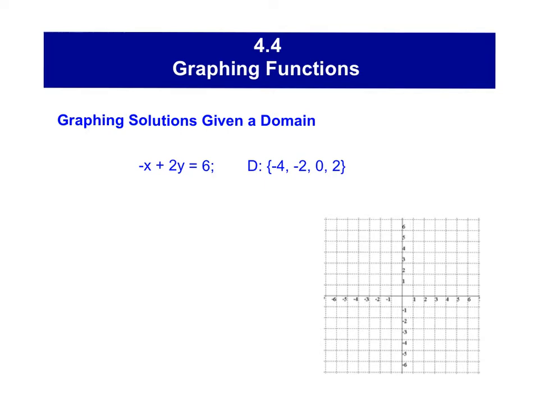Our first example, we're going to graph the solutions to this equation with the given domain. If you notice, our domain just has 4 values, so we're going to end up with 4 ordered pairs that we're going to plot on our graph. First thing we want to do, however, is take our equation and solve this for y.